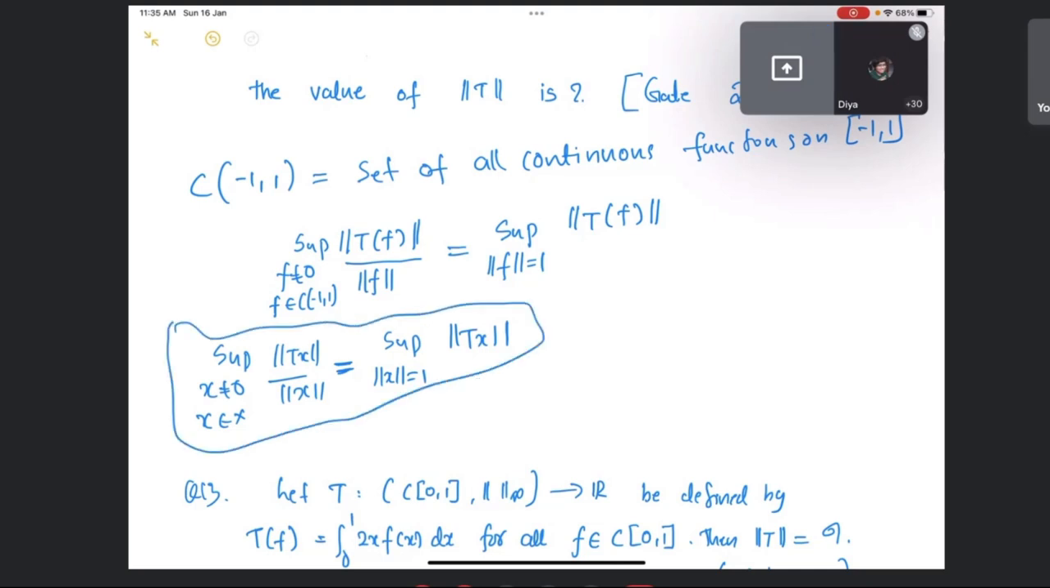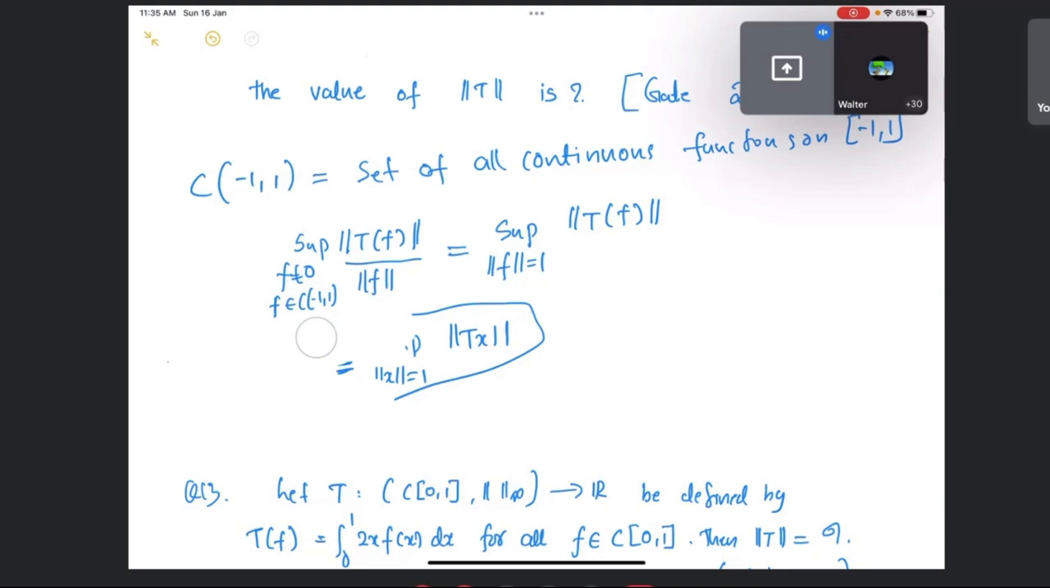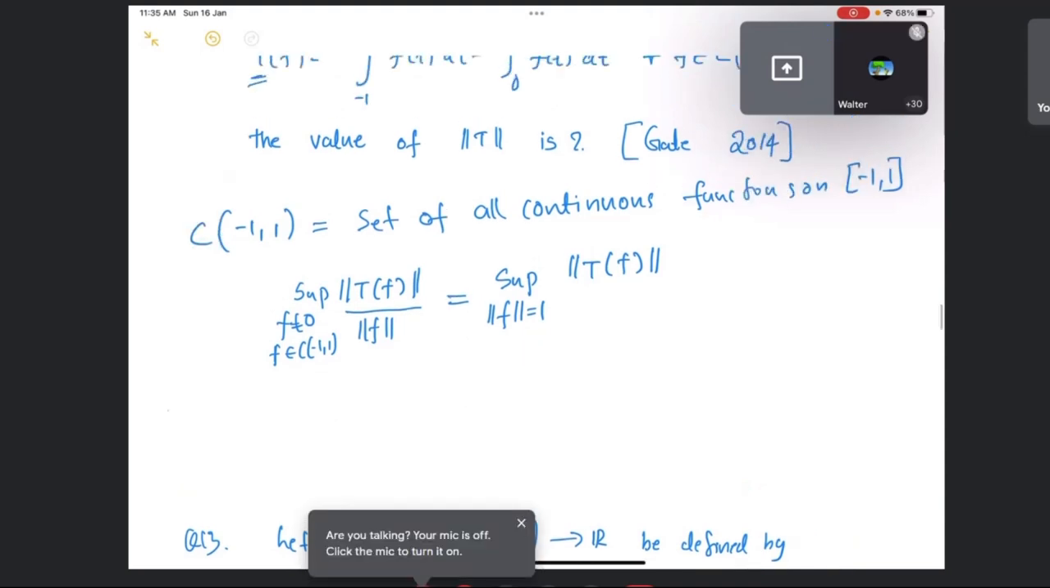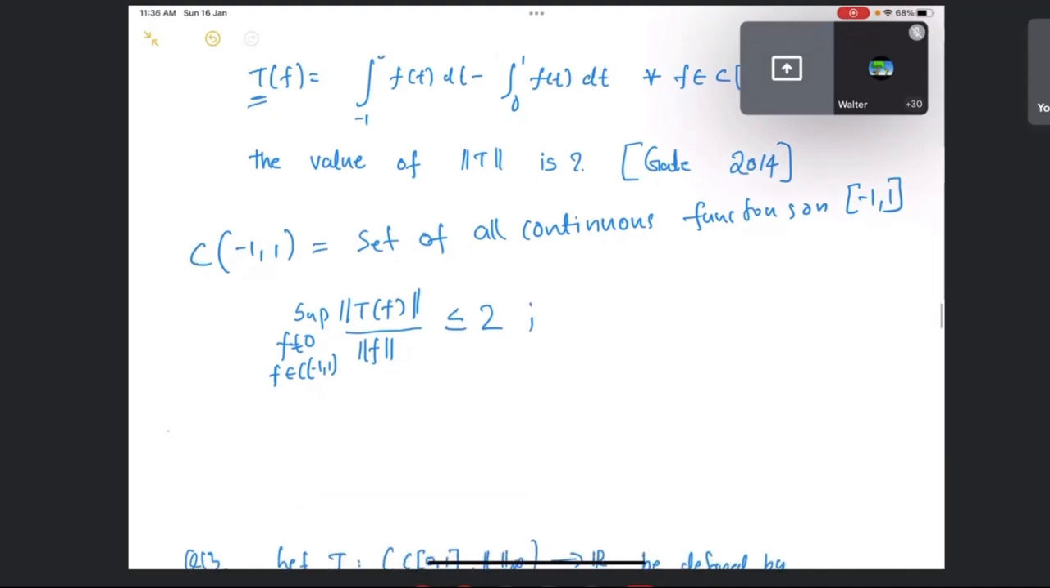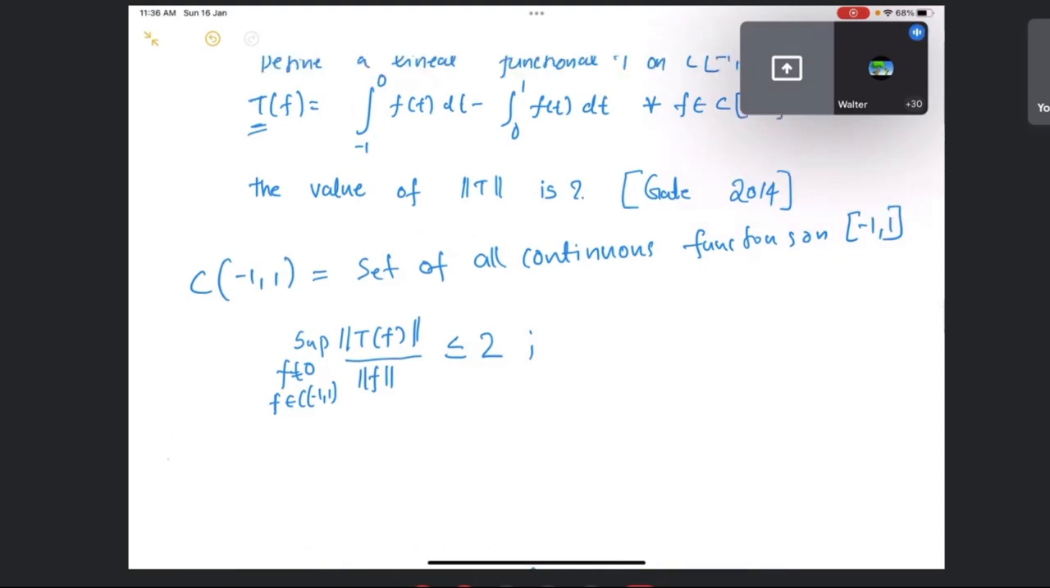Is 3 the upper bound? Sorry? 2, number 2. Oh, yeah, good. That was really good. So 2 is a good upper bound. And how did you get that? Because the minus 1 to 0 integration is the same as 0 to 1 with a negative sign. Yes. Then it will be minus 2 times the integral from 0 to 1 of f of t dt. And the lowest value in the range is minus 1, so I consider the constant function f of x equal to minus 1. Okay, good.